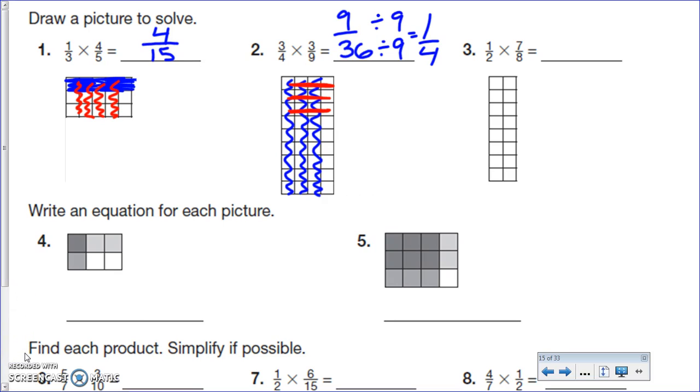For 3, we have 1/2 times 7/8. So we're going to shade in 1 of our 2 columns, and then 7 of our 8 rows. And as we look, we have 7 squares double shaded, so that's our numerator, and 16 squares total, so that's our denominator.